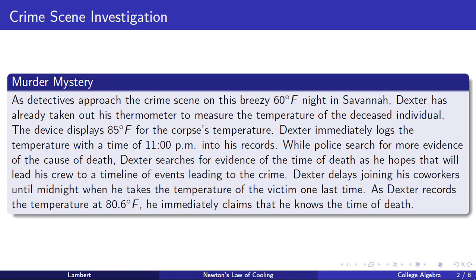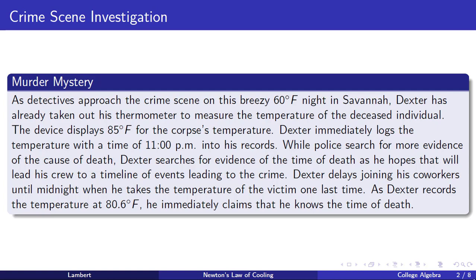into his records. While police are looking for more evidence for the cause of death, Dexter actually searches for evidence in the time of death, as he hopes that'll lead to a timeline for these events. So Dexter delays joining them until midnight when he takes the temperature one last time, and Dexter records the temperature at 80.6 degrees Fahrenheit. He immediately states that he knows the time of death.